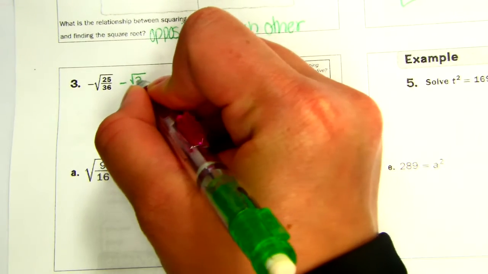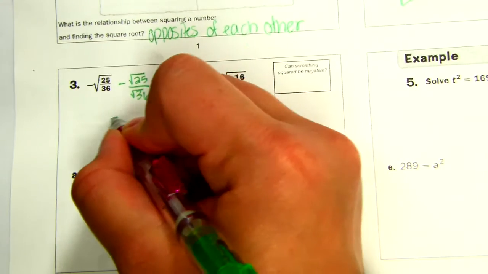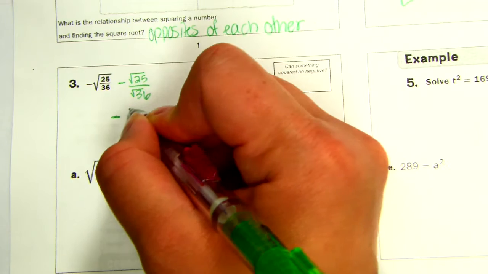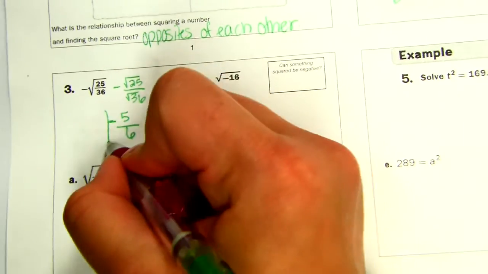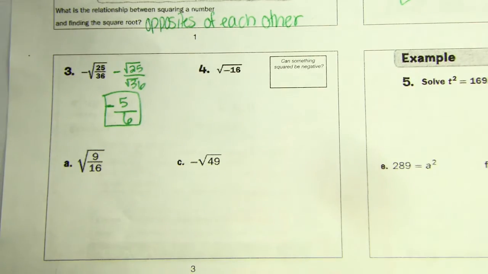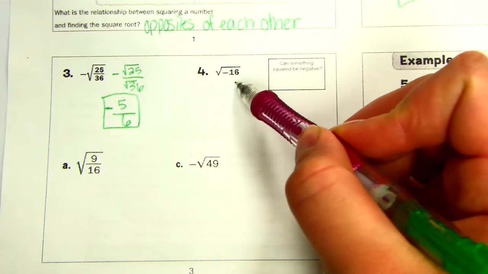So it's like we're doing the square root of 25 over the square root of 36. So keep the negative out. What times itself is 25? Well, that's 5. What times itself is 36? That's 6. If you don't know those, just type them in your calculator or look at the sheet I gave you. Now, number 4 says the square root of negative 16.